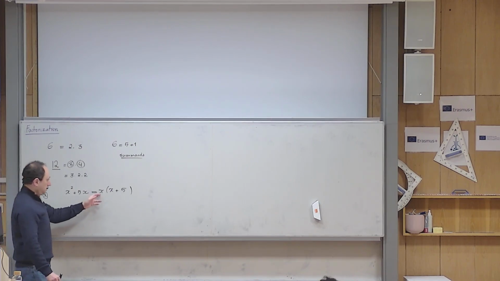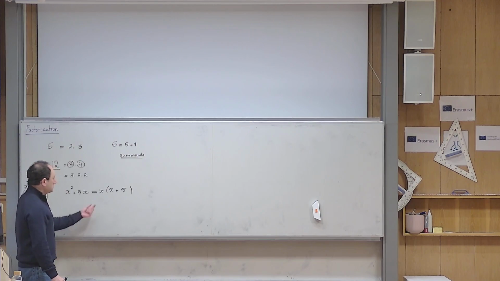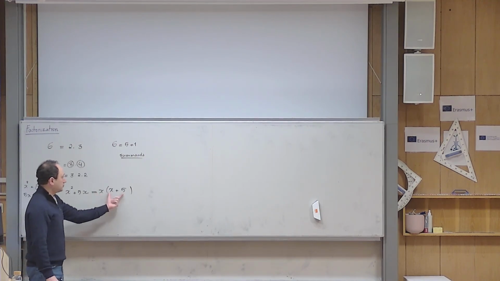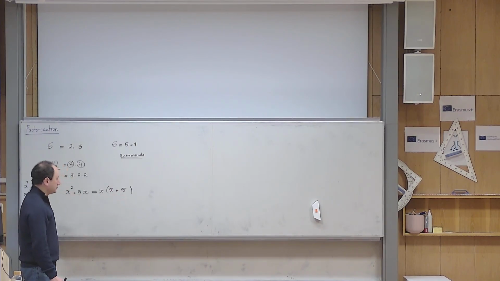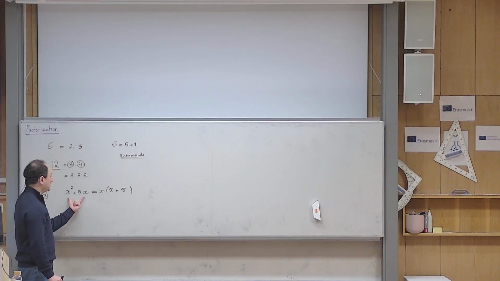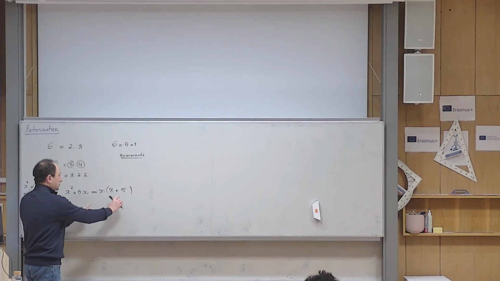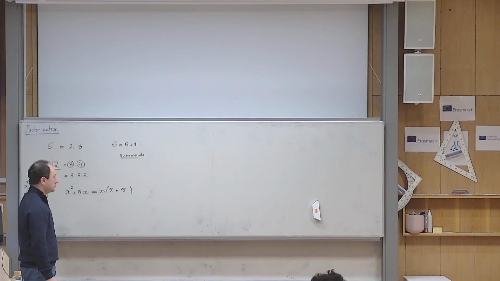So is factorization complete here? Yes, because I cannot break this x into more parts as factors, and I cannot break this into more parts as factors. So that factorization is finished because this is a product. This expression is written as the product of two expressions, x and x plus 5.